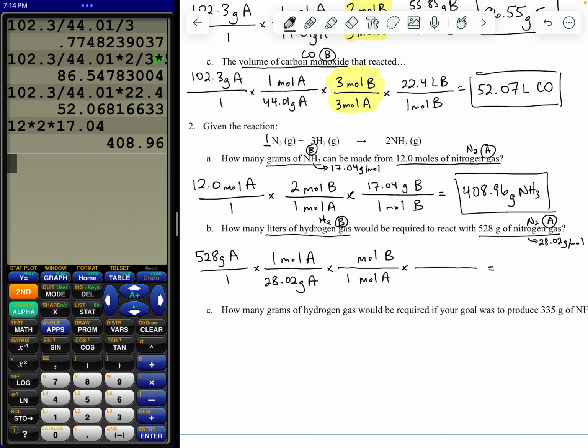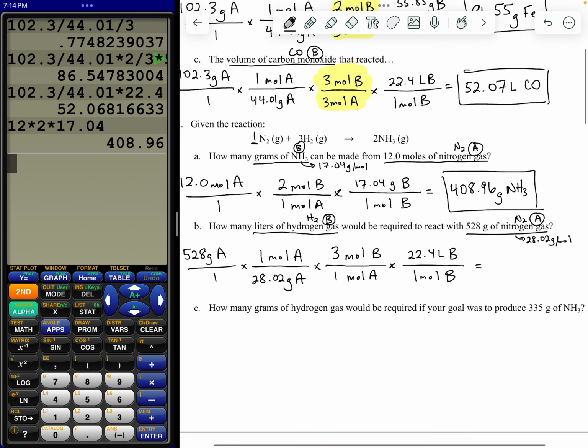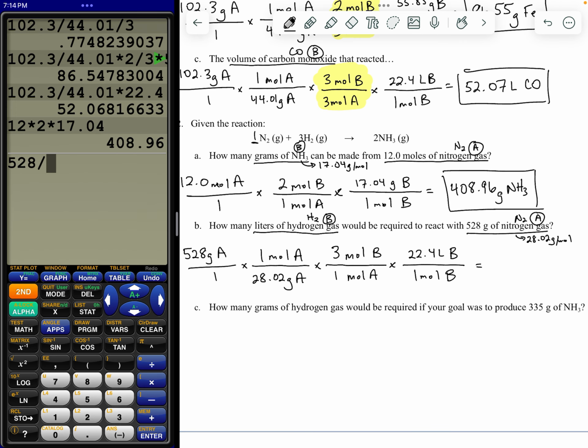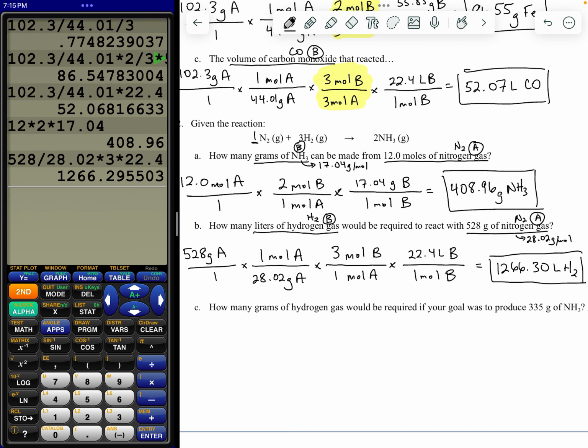In this case, I start with nitrogen, which has 1 mole equal to 3 moles of hydrogen gas, as we can see from the balanced equation. Then I go from mole, 1 mole is equal to 22.4 liters. And so I go through 528 divided by 28.02 times 3, and I'm going to multiply by the 22.4, and I get about 1,266.3. We'll round that up. And that is, of course, liters of hydrogen, H2, or liters B.